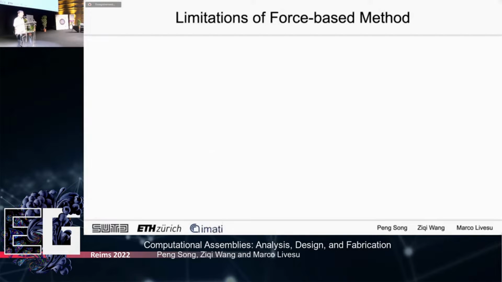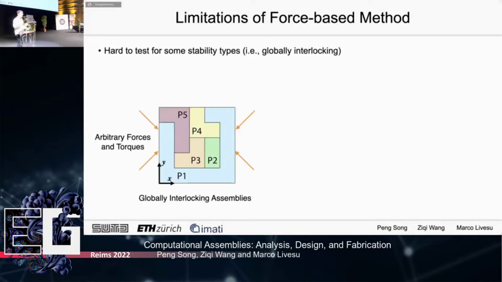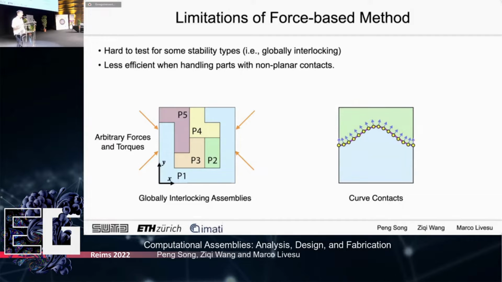But there are actually some limitations to the force-based equilibrium method. The first one is that it's very hard to test global interlocking assembly. If you don't know what it is, it's basically an assembly that can withstand arbitrary forces and torques. You cannot exhaustively test every configuration of these external forces using the force-based method. Second, for non-planar contacts, you have to sample the surface, which may be less efficient.